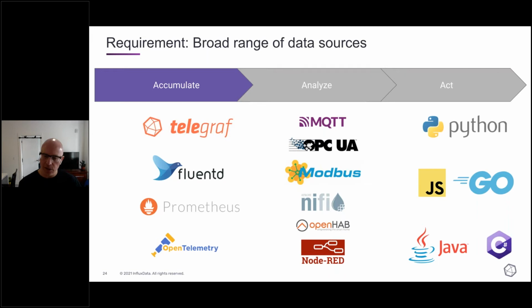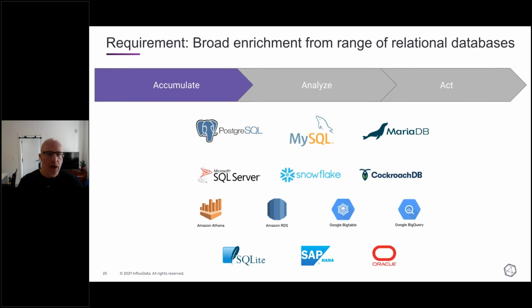And if you're building your own custom application that uses this time series data, you want to be able to work in your language of choice. So with InfluxDB, you have client libraries maintained for Python, JavaScript, Go, Java, C#, and several other languages. So you want to be able to pull from a wide range of data sources, and that's something that InfluxDB allows you to do.